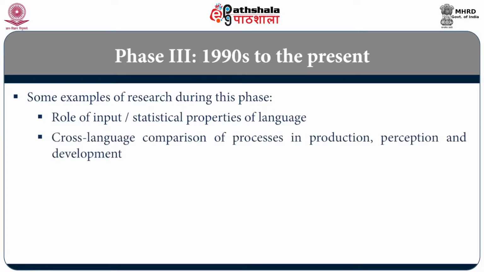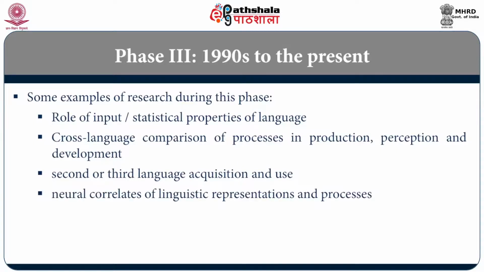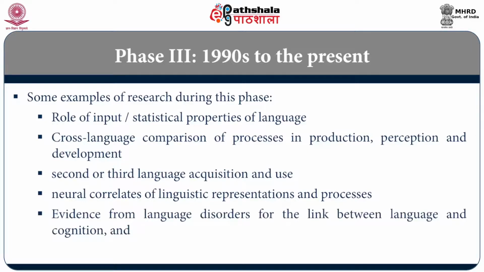Cross-language comparison of production, perception and development of language. Second and third language acquisition began to be studied instead of just native language. Neural correlates of linguistic representation and processes: neurologists came into the picture. They were trying to look, using neuroimaging techniques like PET, MRI, fMRI, at which brain areas get activated when you're listening, when you're reading, when you're speaking, when you're generating a verb in relation to a noun. Evidence from language disorders offered quite a bit of new information. Then there is this notion of embodied cognition, that language does not mean only our knowledge about symbol systems and grammatical rules.